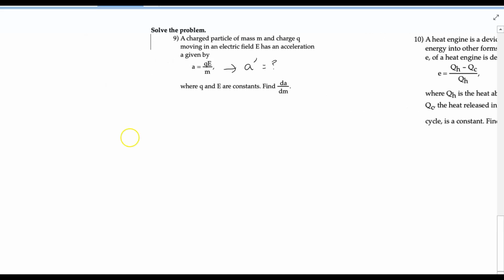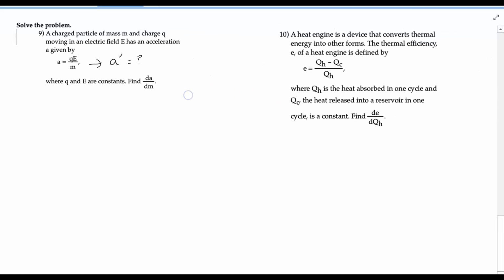Okay, we're going to write this out here. We're going to say a equals qE divided by m. Our variable is m, so we're going to write it in terms of an exponent so that we don't use any kind of quotient rule. qE m to the minus 1. I can bring it up, negative exponent rule.